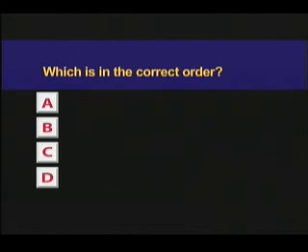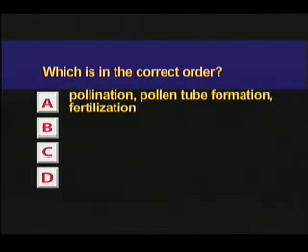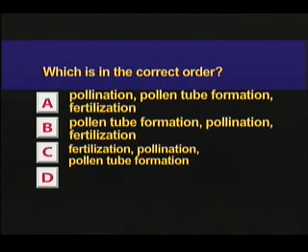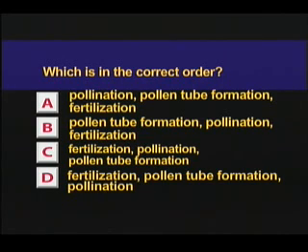Here's a question for you. Which is in the correct order? A. Pollination, pollen tube formation, fertilization. B. Pollen tube formation, pollination, fertilization. C. Fertilization, pollination, pollen tube formation. Or D. Fertilization, pollen tube formation, pollination.